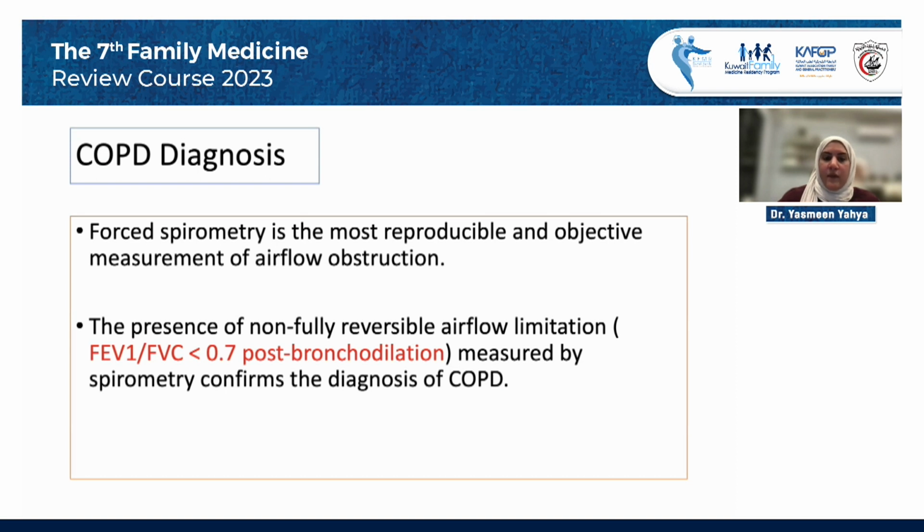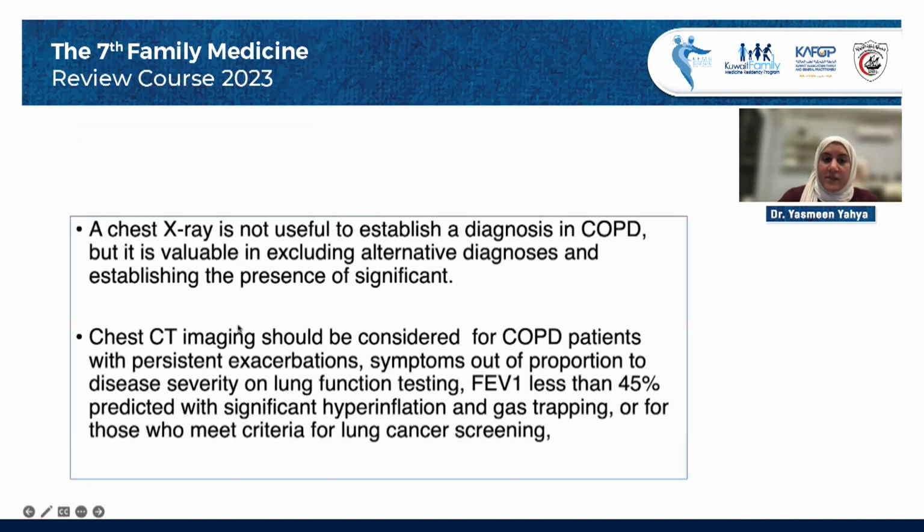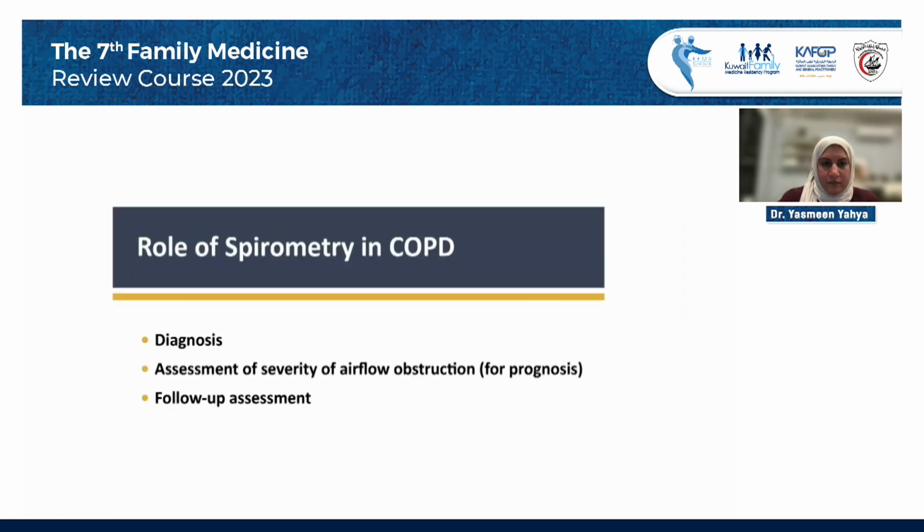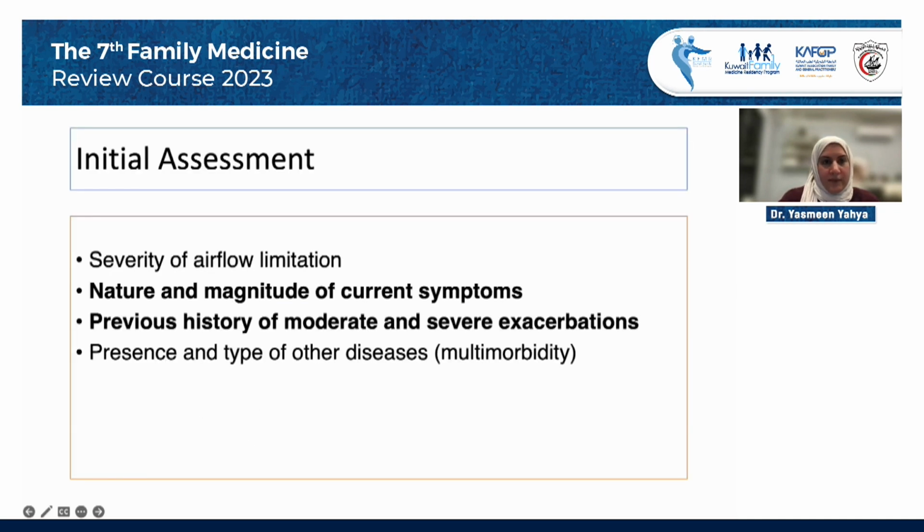And we said that we need the FEV1 to FVC ratio to be less than 0.7 post bronchodilation to confirm the diagnosis of COPD. Chest X-ray will not help you to diagnose COPD, but you might need it to exclude other differential diagnoses. And chest CT imaging might be considered for those who have persistent exacerbations or low FEV1. So spirometry is very important for the diagnosis and also to assess the severity and for follow up assessment.